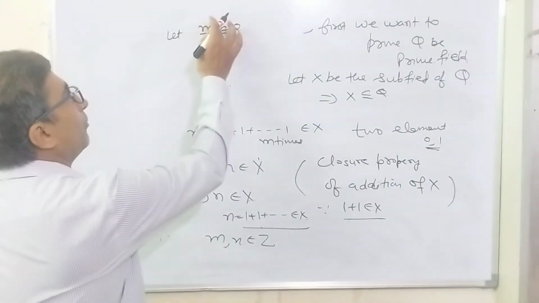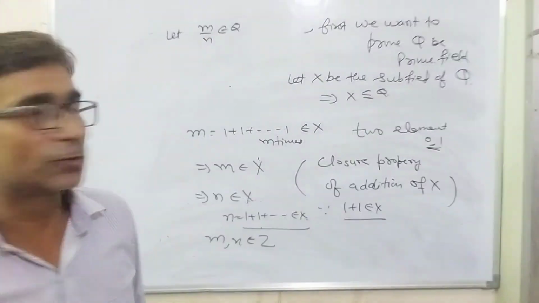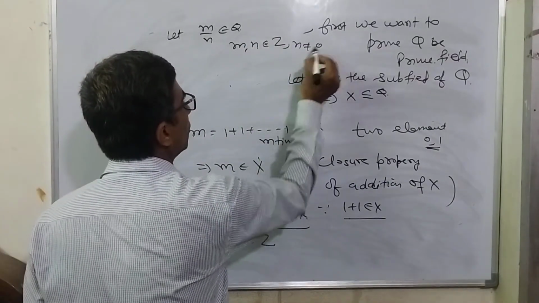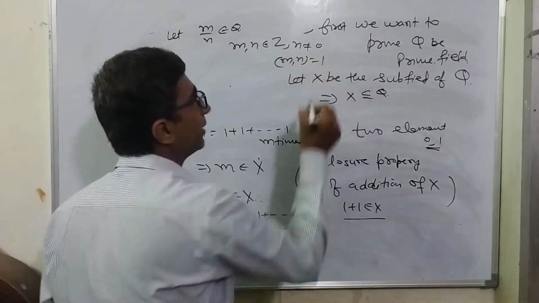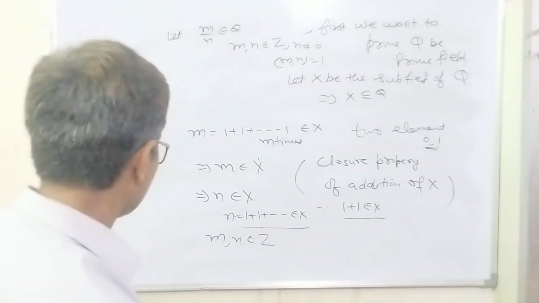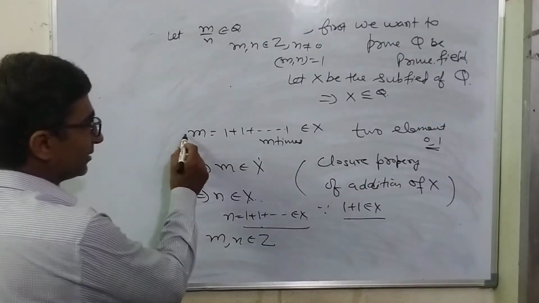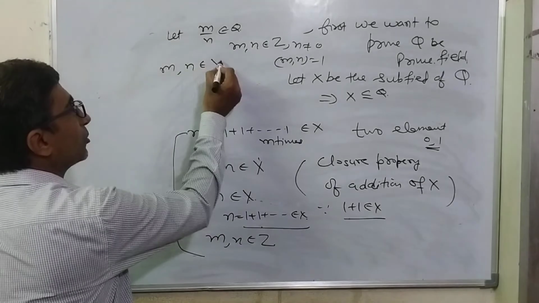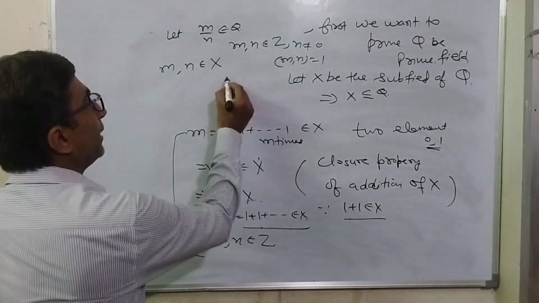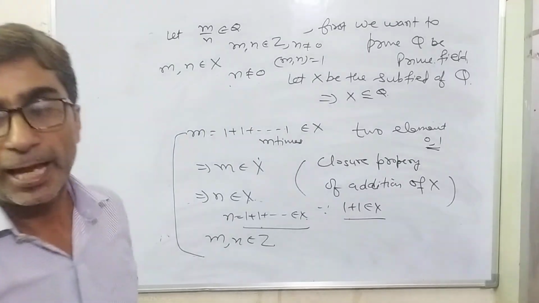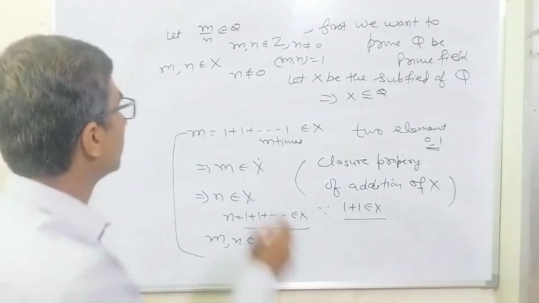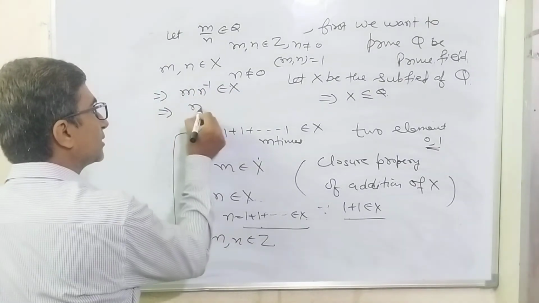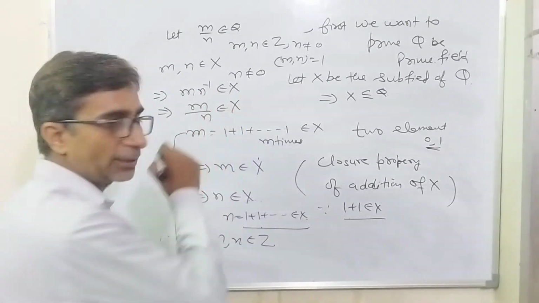Now let m over n, a rational number, belong to Q, where m and n belong to the integers, n is not 0, and the GCD of m and n is 1. From this discussion we have proved that m and n belong to X and n is non-zero, and because X is a subfield, therefore m times n inverse belongs to X, which implies m over n belongs to X.